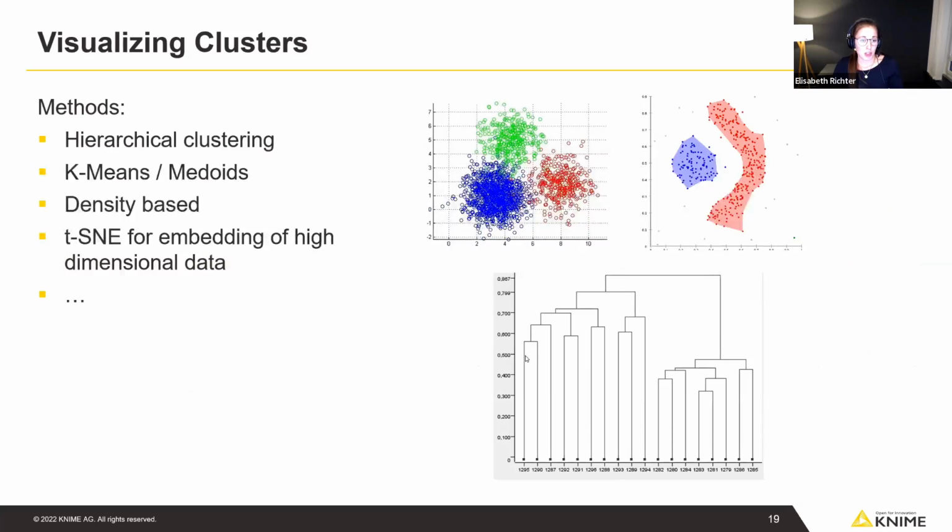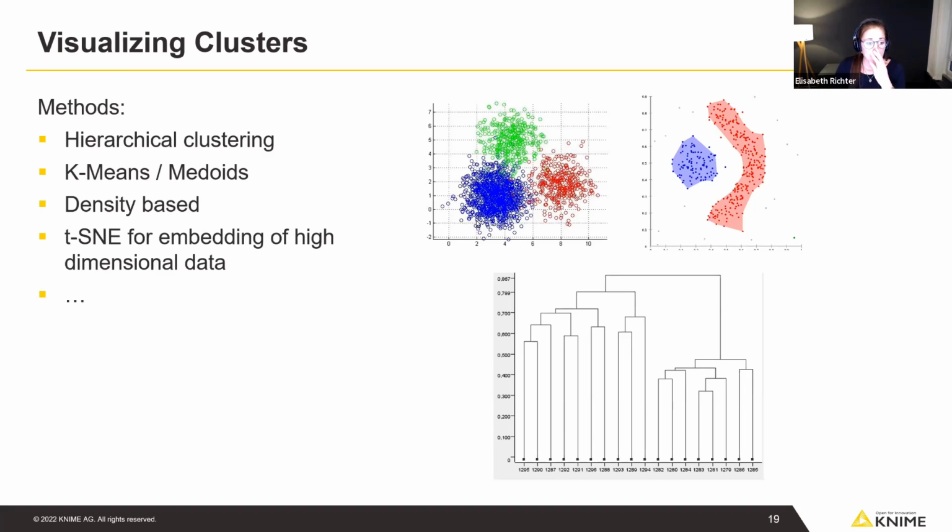Talking about visualizing clusters, there are different ways to visualize clusters in KNIME. This is more general, so it's not only in text processing, but for any type of clustering. I'll just go over this very quickly. For example, if you do a hierarchical clustering, you can plot a dendrogram, which you can see down here. Or if you do k-means or k-medoids clustering, you can plot it in a scatter plot and detect your clusters here.